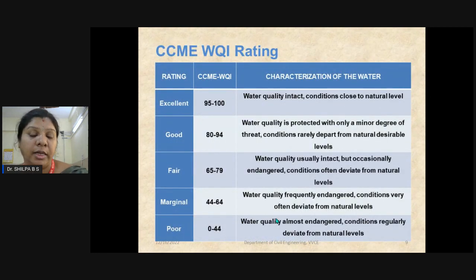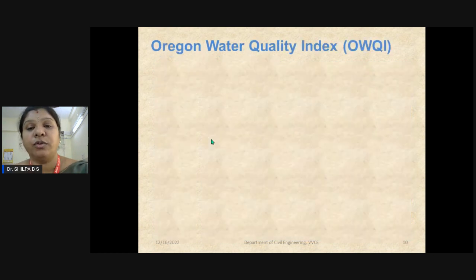And this is the rating CCME has provided for the various WQI values. 95 to 100 is excellent, 80 to 94 is good, fair is 65 to 79, 44 to 64 is the marginal one, and 0 to 44 is poor.